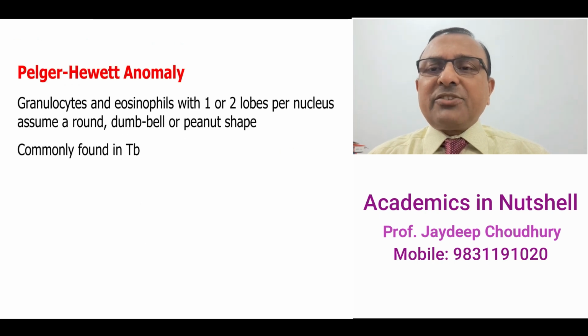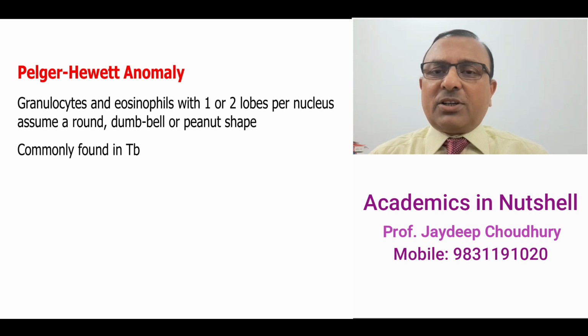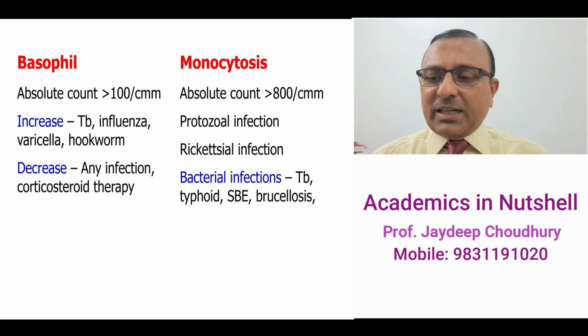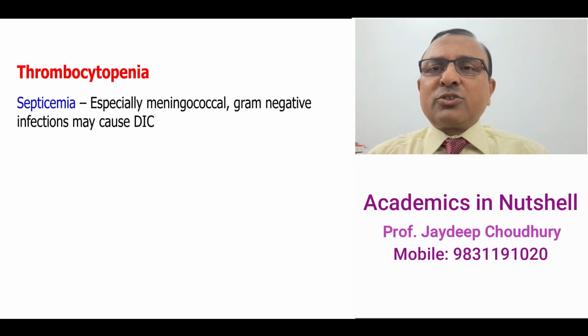There may be Pelger-Huët anomaly where the granulocytes and eosinophil with 1 or 2 lobes per nucleus assume a round shape, which is commonly found in tuberculosis. The basophil count increases in TB, influenza, varicella, hookworm, and decreases in any infection, also in corticosteroid therapy, whereas monocytosis is seen in protozoal infection and also rickettsial infection, and sometimes in bacterial infections like TB, typhoid, endocarditis, and brucellosis.